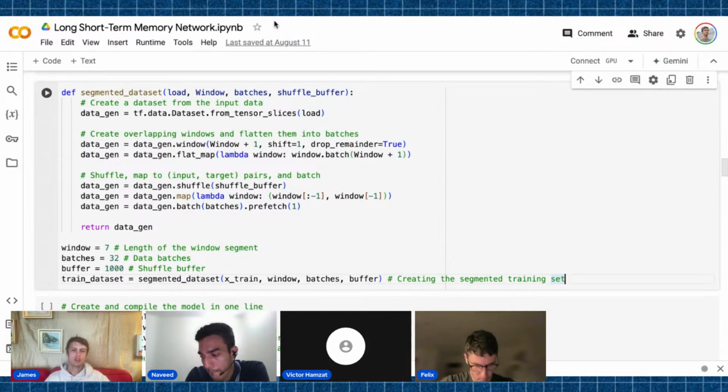But we're also not just training it from the beginning to the end. There's a shuffling going on here, right? So it's randomly training it on windows of 7 throughout the data set. Is that right, throughout the time series?